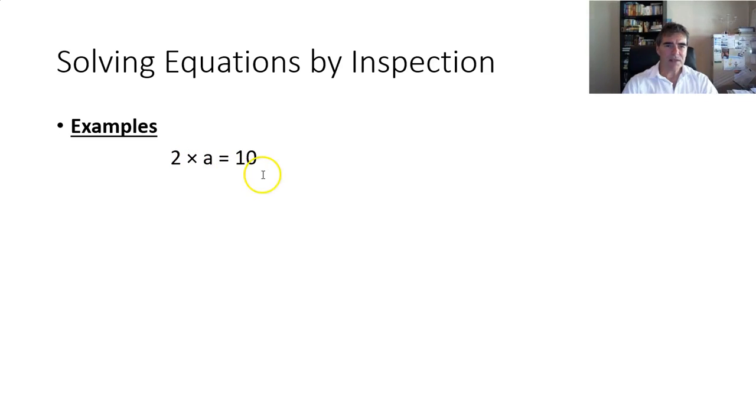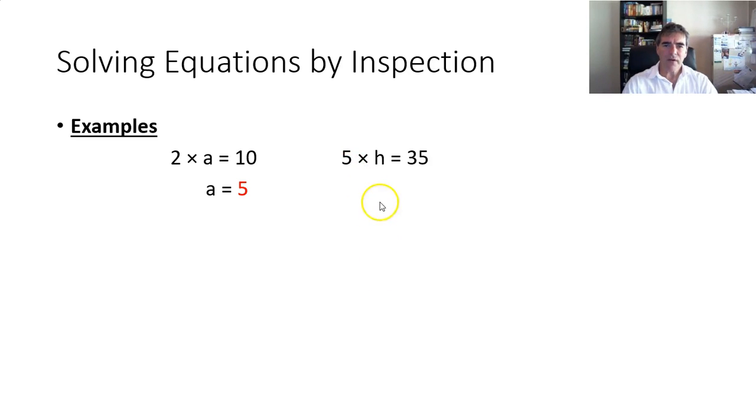So 2 times something is 10, so 2 times a is 10. What's a equal? Well, if we know our times tables, then we should know that a equals 5, because 2 times 5 is 10, so a is 5 there.